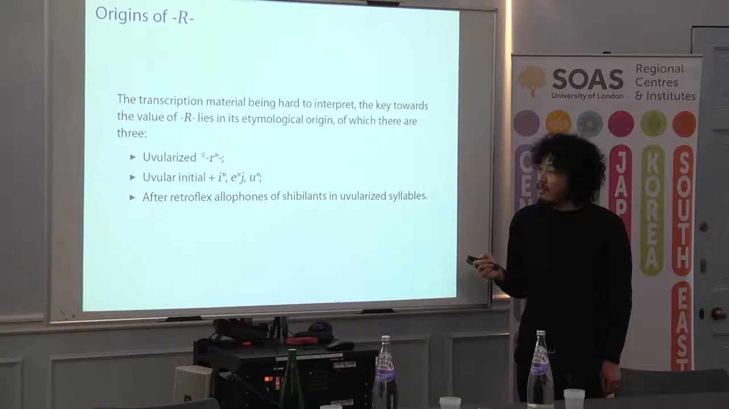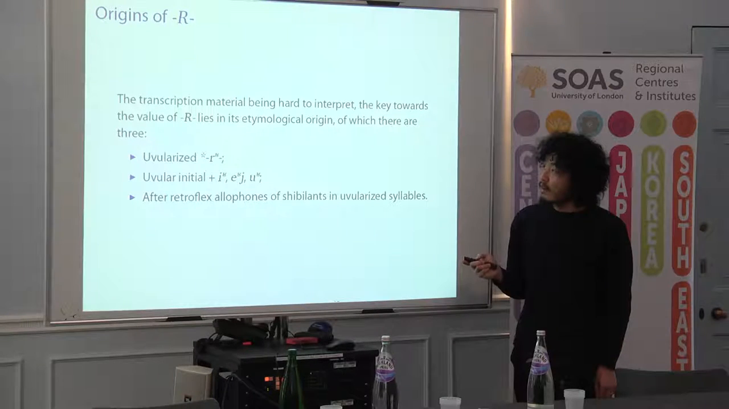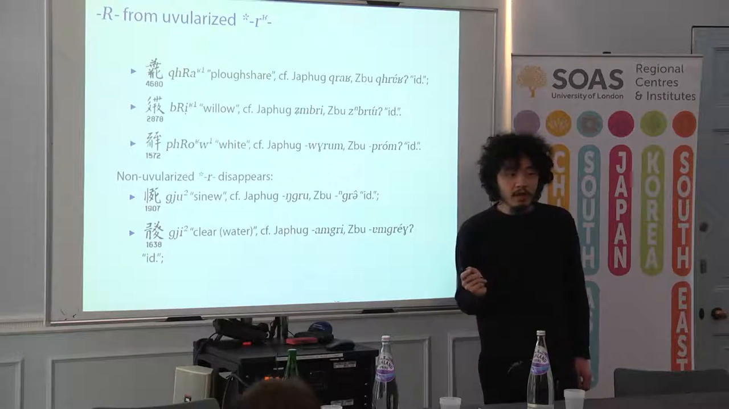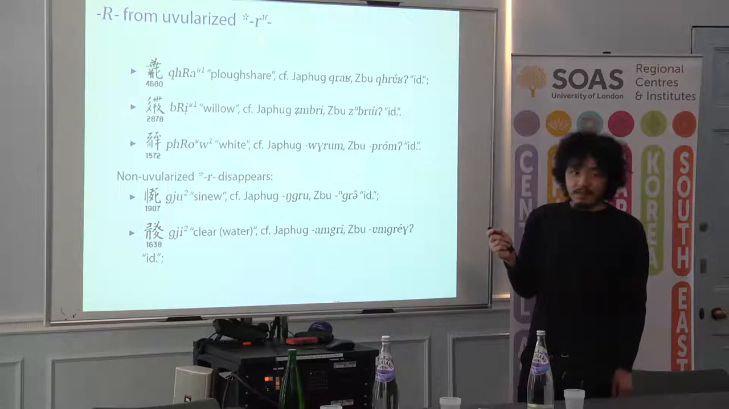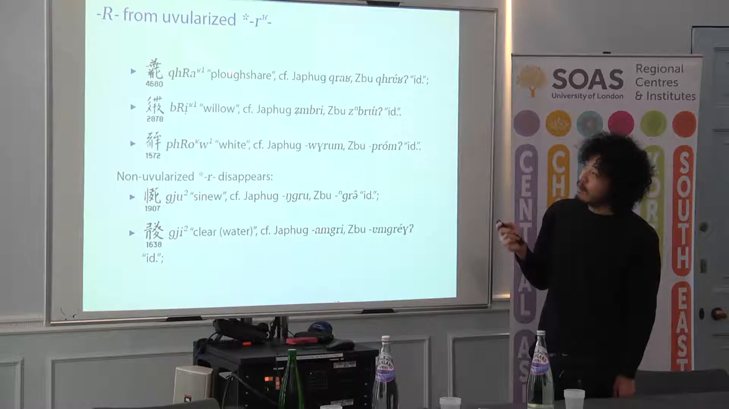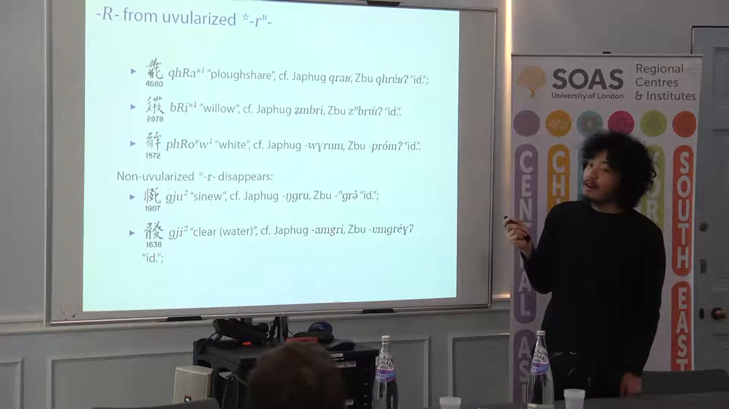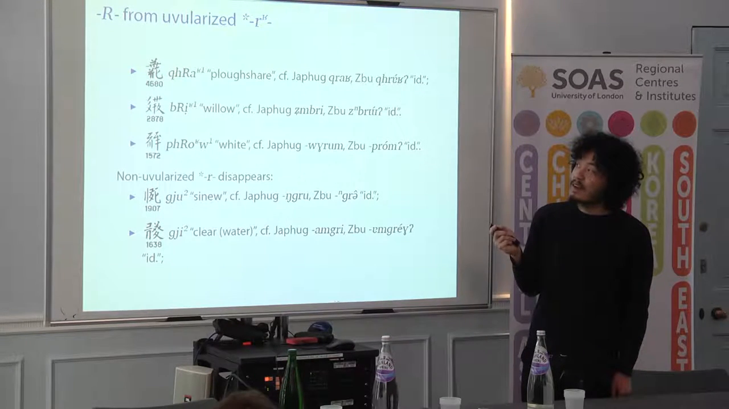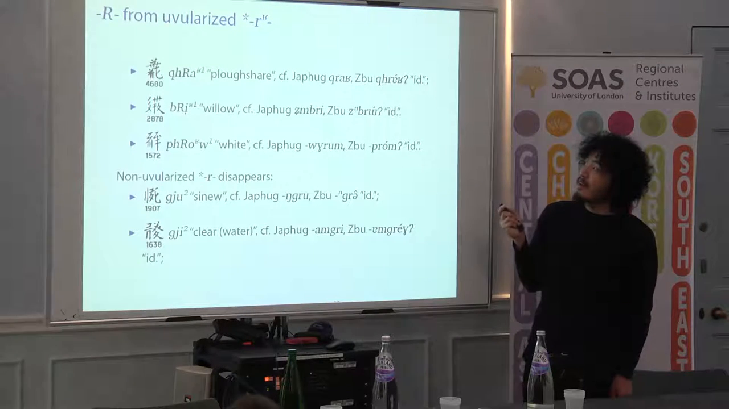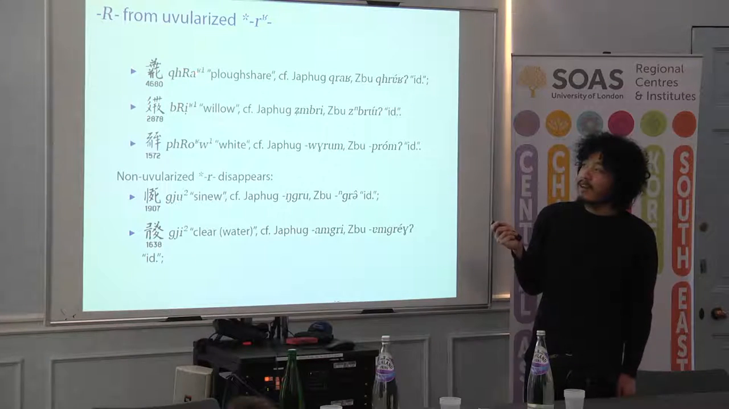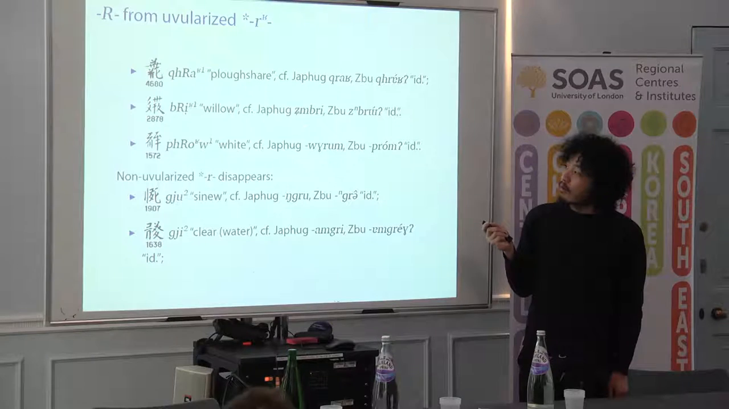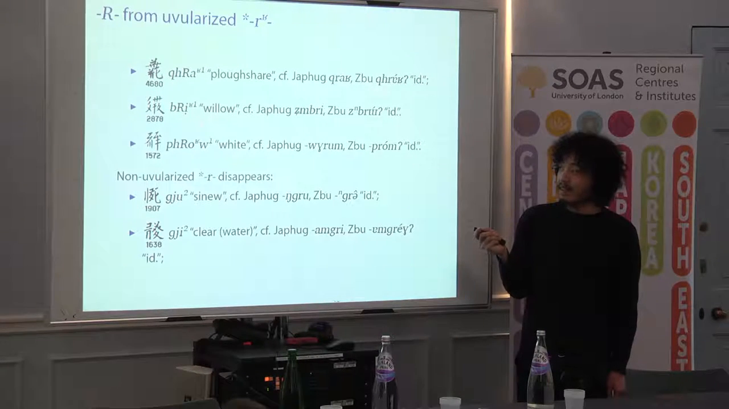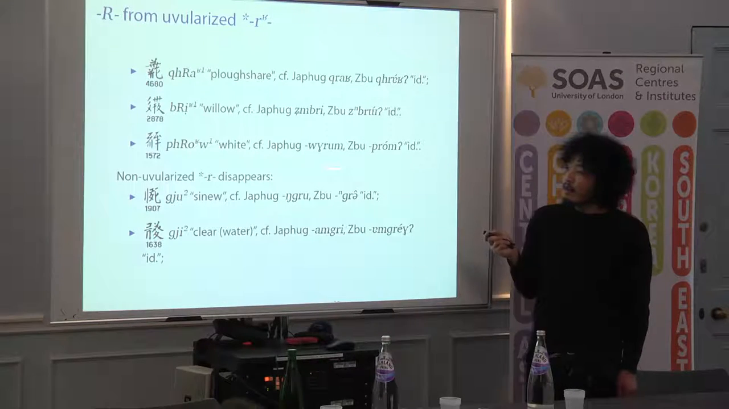It's more interesting to consider the etymological origins of the grade 2 capital R. So the first origin of the grade two capital R is uvularization plus medial R. So for example, if you have the syllable without the R in Japhug, you have grade one in Tangut. But in fact, because there is an R, it's reflected as grade two. Also for willow, it's zimbri or zimbr, and it is duly reflected with this capital R.